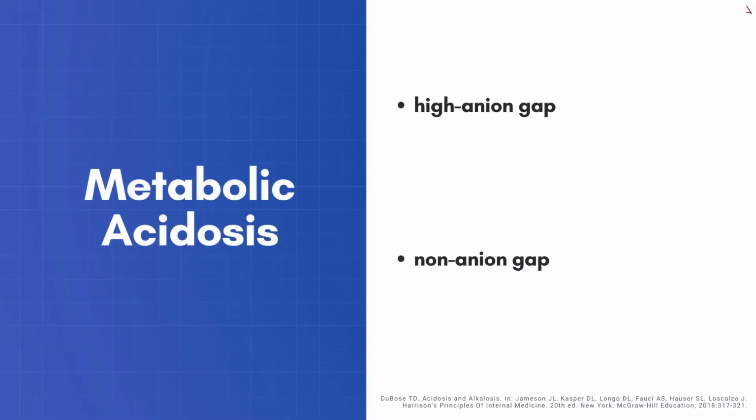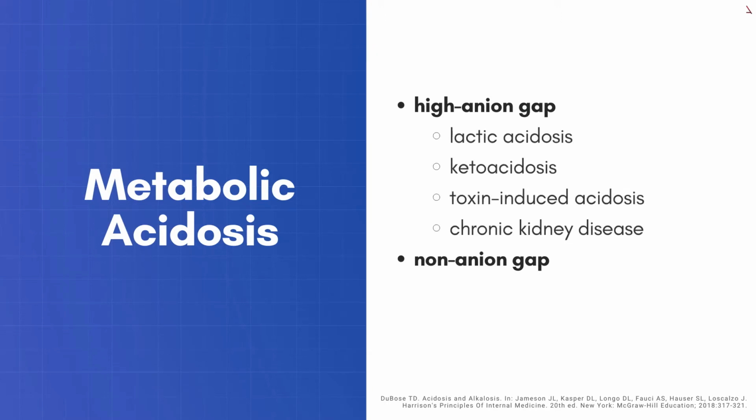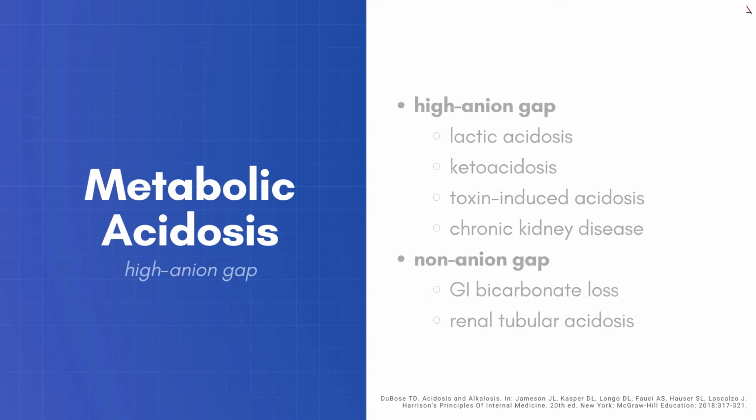So there are 2 main categories of metabolic acidosis: the high anion gap metabolic acidosis and non-anion gap metabolic acidosis. Under high anion gap are lactic acidosis, ketoacidosis, toxin-induced acidosis, and chronic kidney disease. Under non-anion gap are GI bicarbonate loss and renal tubular acidosis.